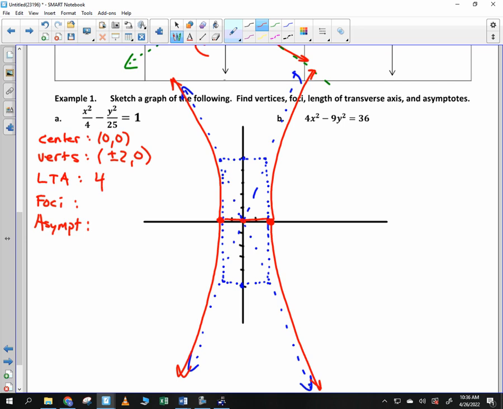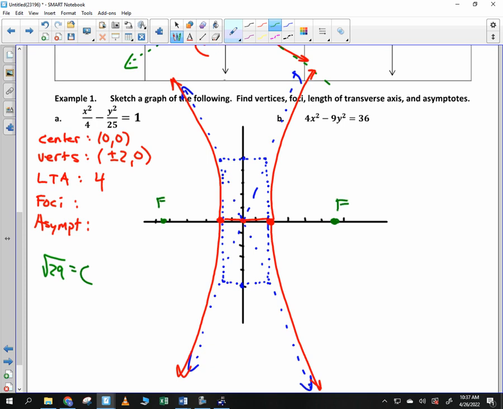The foci are located c units from the center. How do I find c? Yeah, if you take a squared plus b squared, what do you get? Square root of 29 is equal to c. So somebody approximate the root of 29 for me. 5.42. So I go 2, 3, 4, 5, 6. So I'm going 5.4 units in each direction. So this is where the foci are, right there.